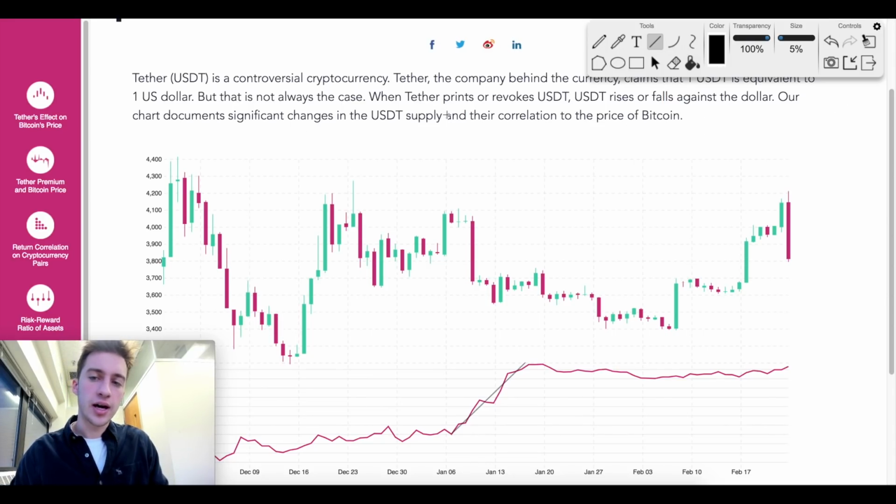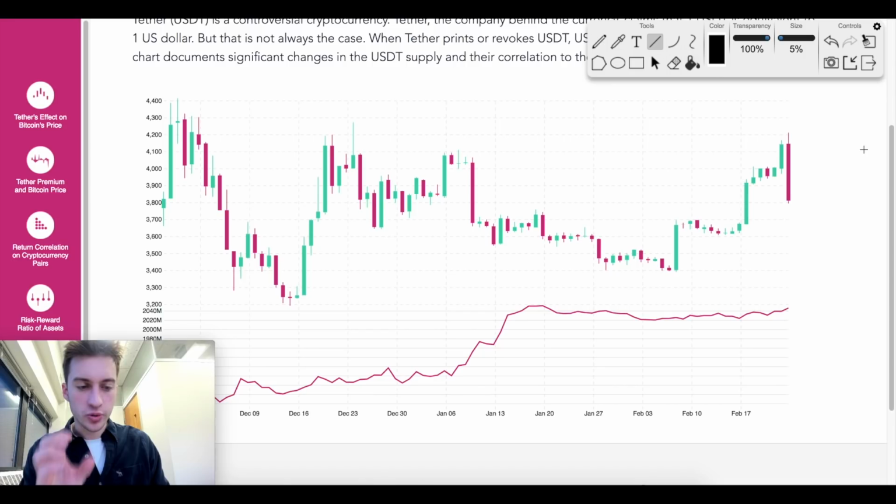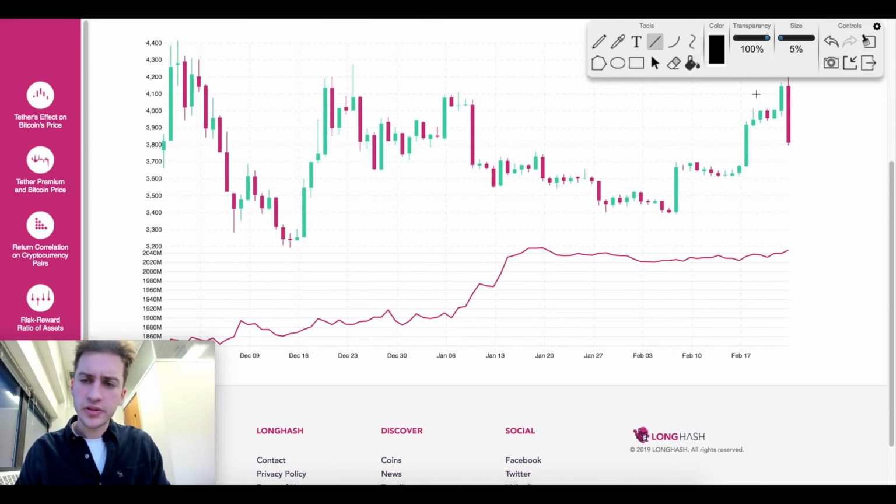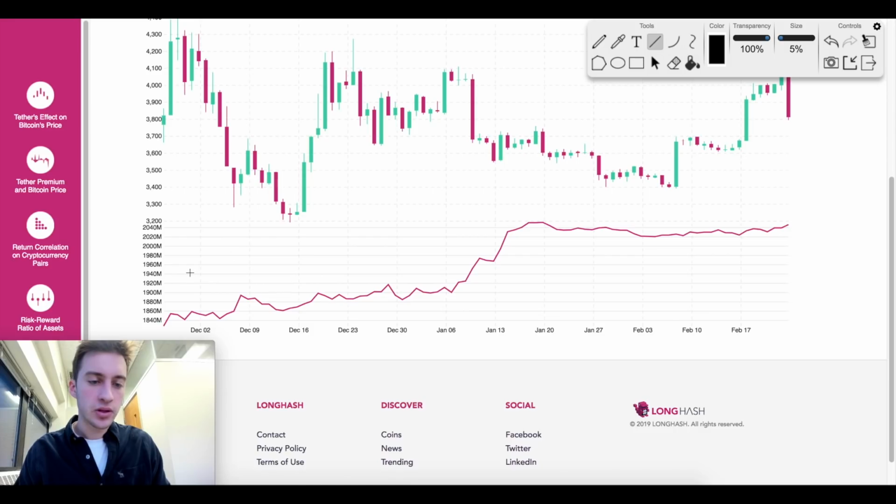It's kind of unclear. To be honest, I don't think there's a way that I could actually just trade this and know exactly what to do every single time. There are some instances where you can see here, when a lot of Tether was being printed, the price was dropping. When a lot of Tether was being printed here as well, the price was dropping. And then the printing and revoking of Tether has been just about flat.